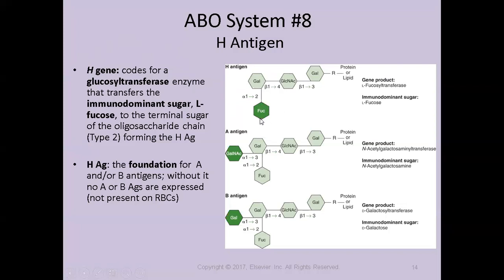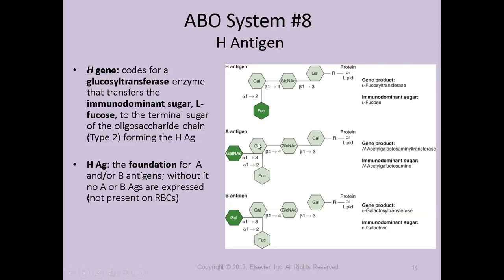We need to have this L-fucose in place on the type 2 oligosaccharide chain for A and B antigens to come next, and that's what the second bullet says. The H antigen is the foundation for A and B antigens. If we don't have this L-fucose in place, even if you inherit A and or B alleles, nothing can be added, because they have to be added to L-fucose.